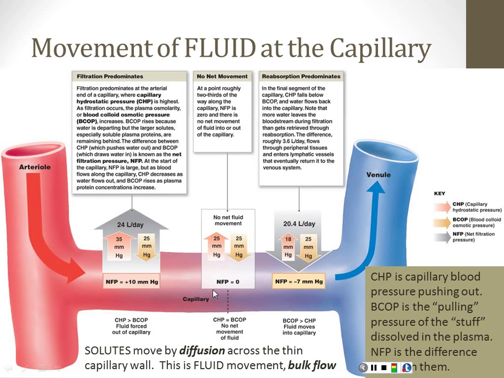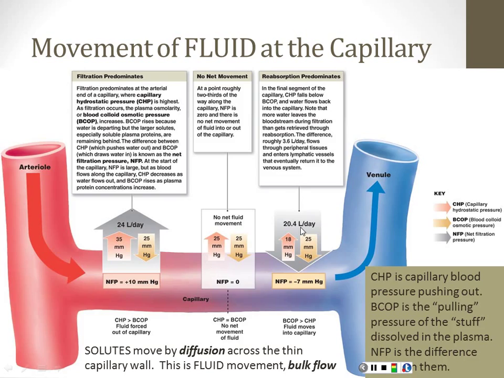It's one of the reasons why those plasma proteins like albumin are so important. Without them, we don't have this pulling pressure, and essentially your blood volume ends up in your tissues and not in your vessels because it just all leaks out because there's nothing to pull it back in.